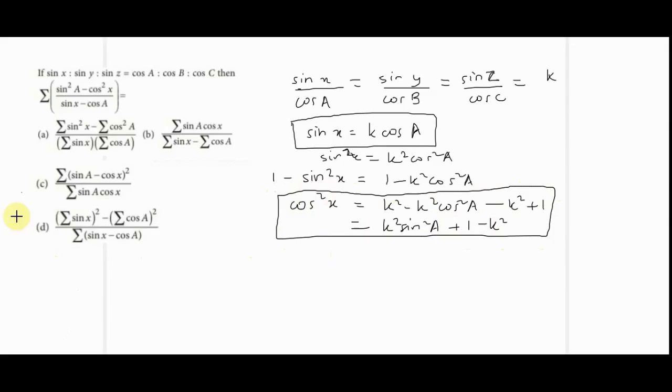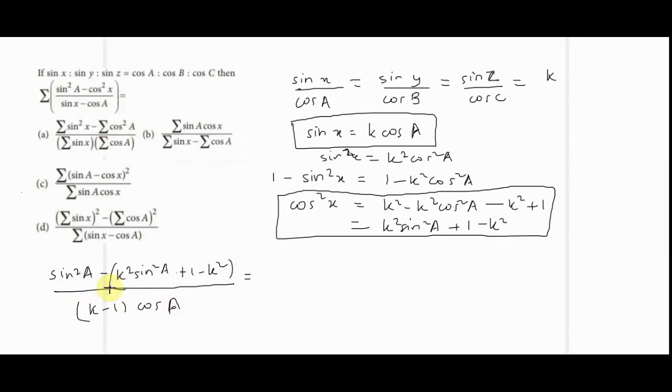Okay, now let's simplify. Ignore this summation for now. We'll take care of this term first. What we have in the numerator is sin square a minus cos square x. What is cos square x? It is k square sin square a plus 1 minus k square. In the denominator we have sin x minus cos a. Sin x equal to k cos a, so this will become k minus 1 times cos a.